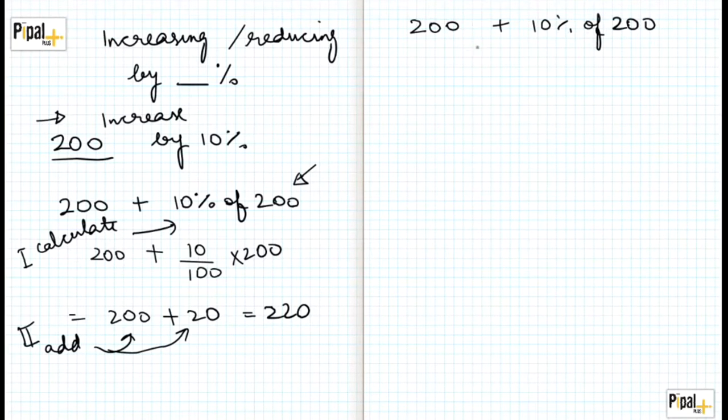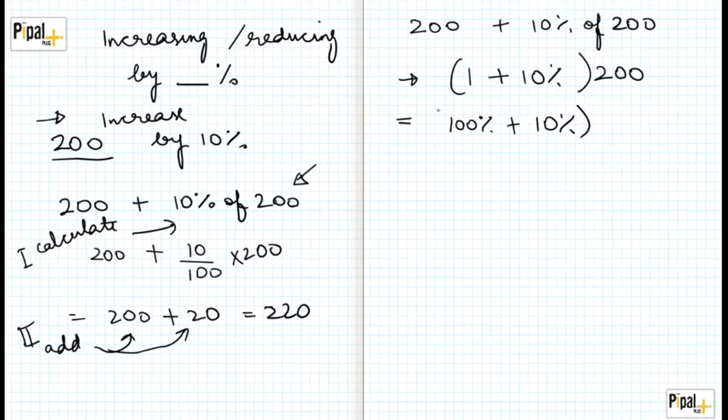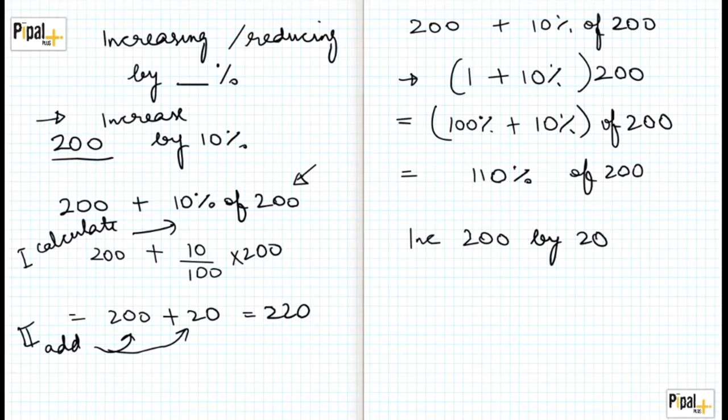So what if I take 200 common, right? I am left with 1 plus 10%, right? So from here I take 200 common, and from here I take 200 common. So 1 plus 10%. Now I know that 1 is equal to 100%. So this thing becomes equal to 100% plus 10% of 200, which is nothing but 110% of 200, right?